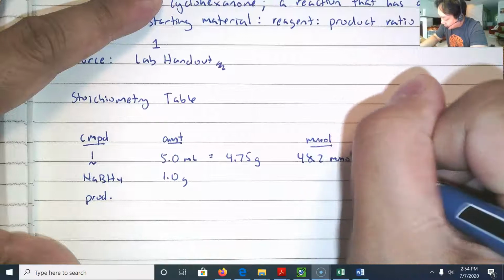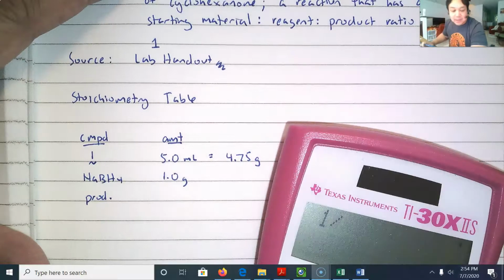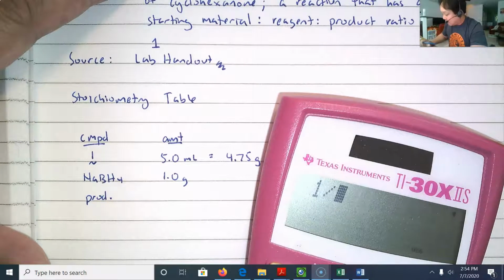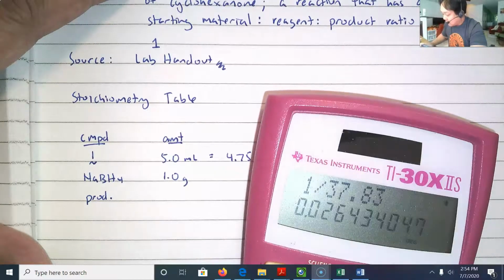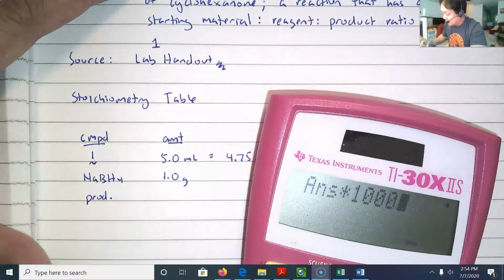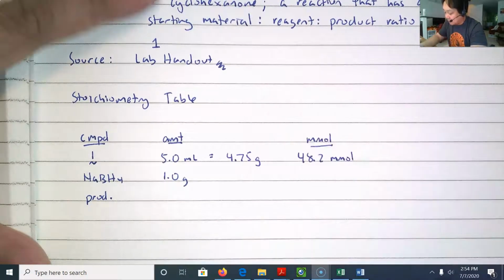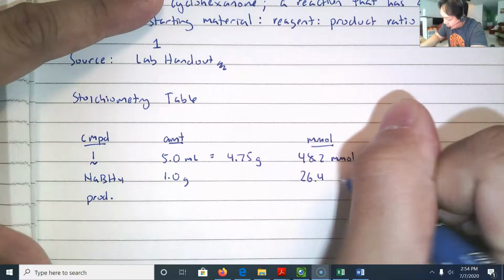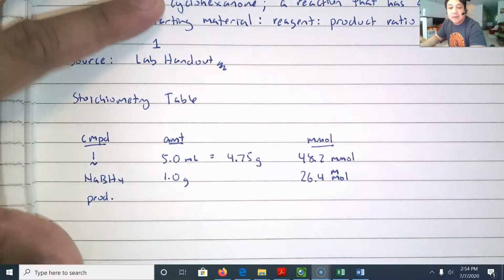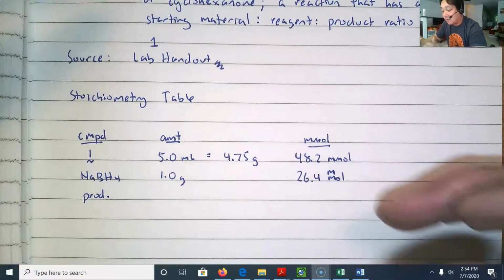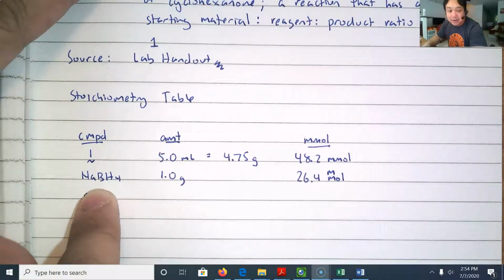We'll put the units. Let's do sodium borohydride. 1 divided by, and the molar mass for that is 37.83, times 1,000. Right? There's 1,000 millimoles in a mole. 26.4 millimoles. Now, if you're just looking at the millimoles, you might be fooled into thinking that the limiting reactant is sodium borohydride.